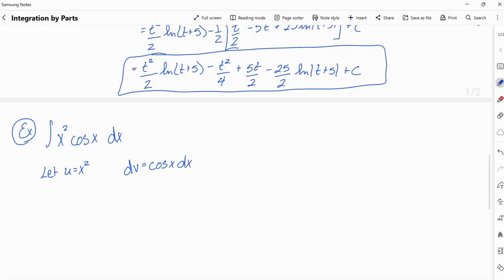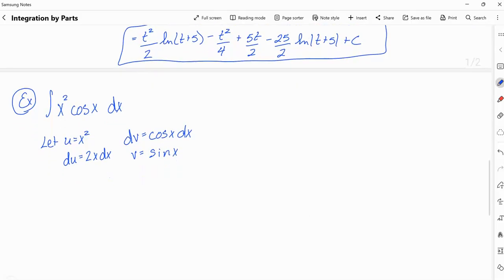So I've got my u, dv's leftovers. Now I'm going to identify du, the derivative of what I picked for u, is 2x dx. And then if I integrate dv to get v, integrating cosine, we're going to get sine of x. So this guy is equal to uv minus the integral of v du. So I'm going to clean this up.